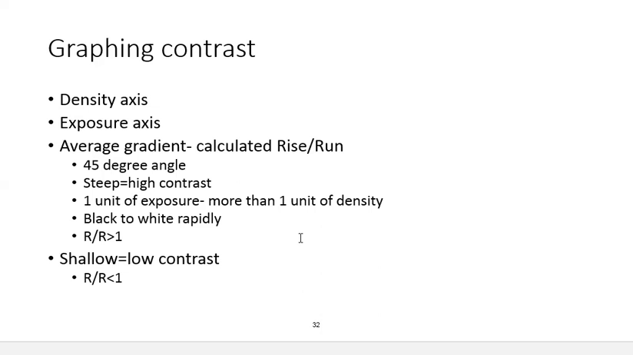Most of our image receptors are going to be much higher than that, so it's going to be much steeper than that. So in that, 1 unit of exposure gives us more than 1 unit of density. So it goes from black to white very rapidly. Rise over run being greater than 1 tells us that we've got a very high contrast image. If it's a very shallow average gradient, then our rise over run is less than 1, and what we're looking at is something that's very low contrast.